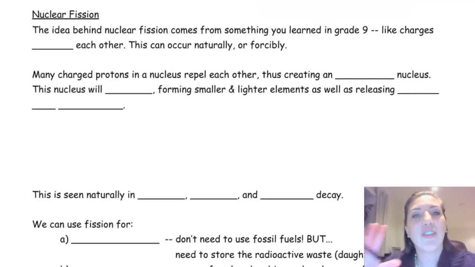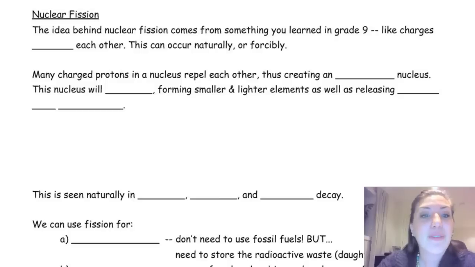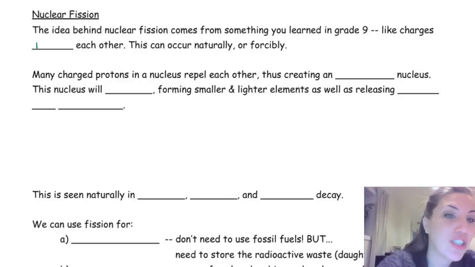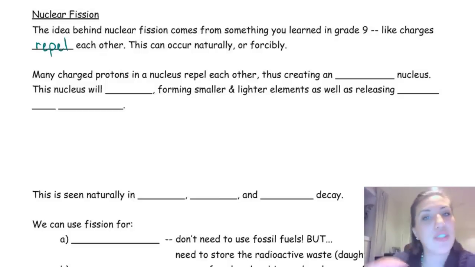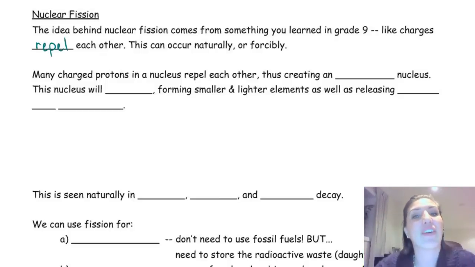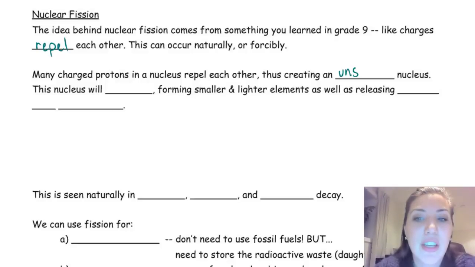The idea behind nuclear fission comes from something you already know, and that is that like charges repel each other. So if you think of a magnet, two sides of a magnet don't want to go together. So this can occur naturally, or we can push like charges together forcibly. So many charged protons in a nucleus will repel each other, thus creating an unstable nucleus.